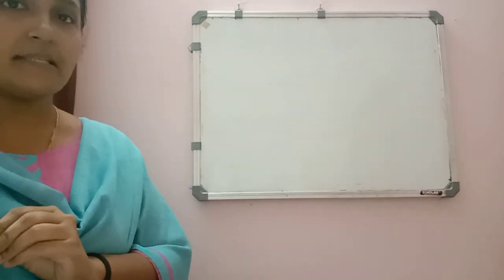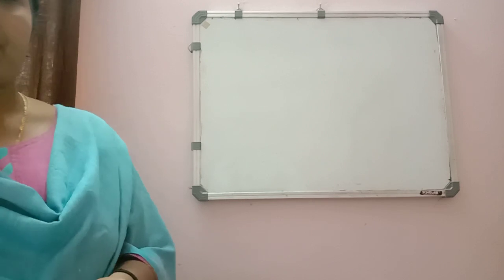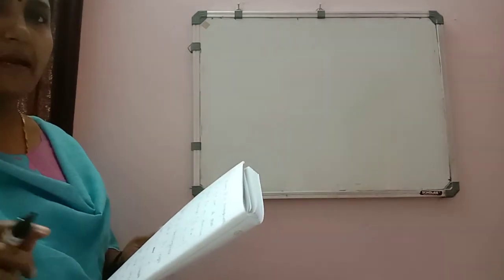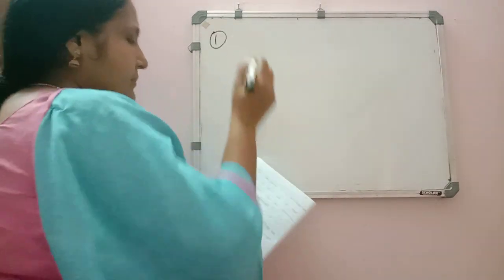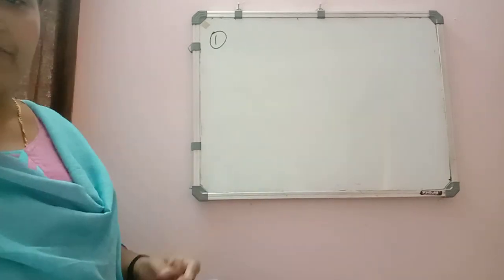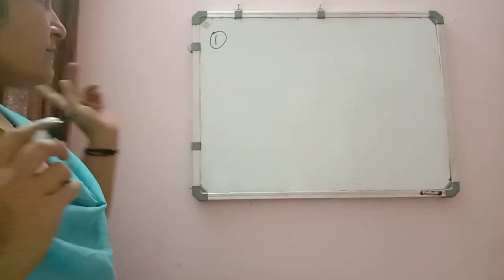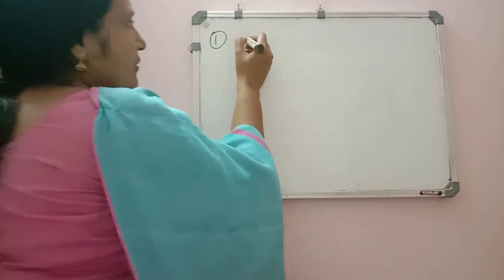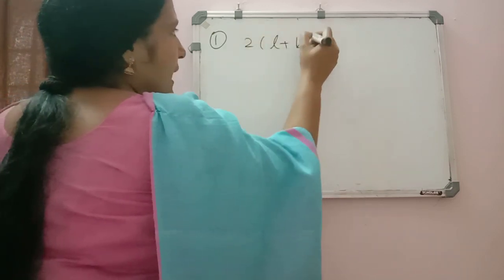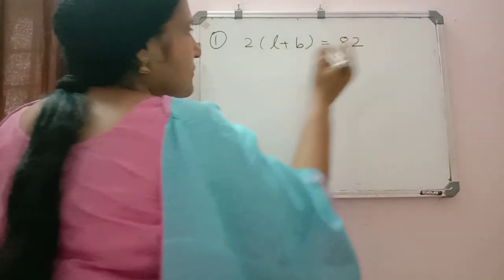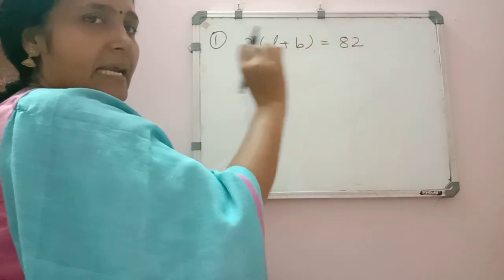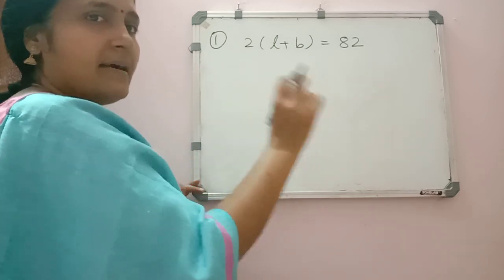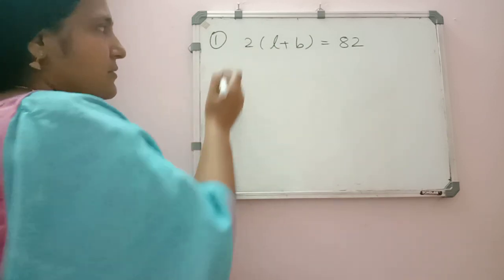As you all have the questions with you, the first question was: perimeter of a rectangular field is 82 meter. We'll read the statement and convert it into an equation. As we all know, the formula for perimeter of a rectangle is 2 into (L plus B) is equal to 82, given. While writing the solution, units are not required. At last, when you write the answer, always write the units also.